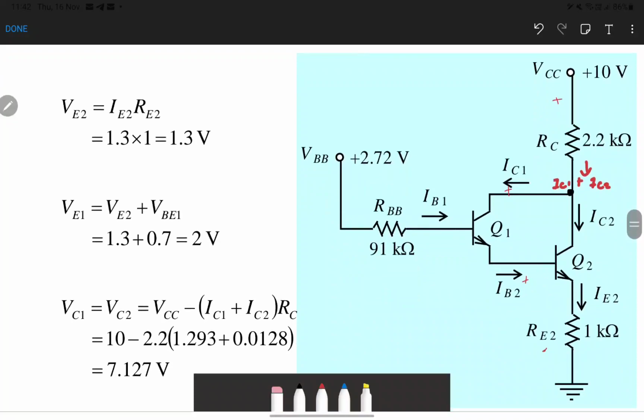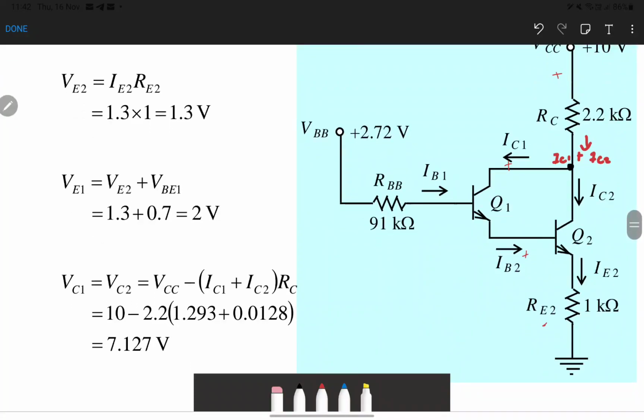Alright, so we do not stop at this point. We need to find the VCE, because we want to find the Q point. So Q point requires IC and VCE. So to find the VCE, you need to find VE first.